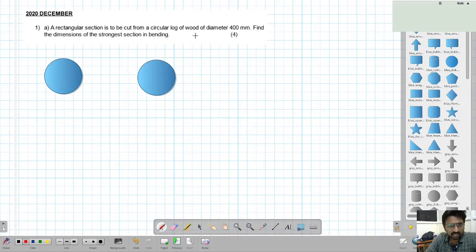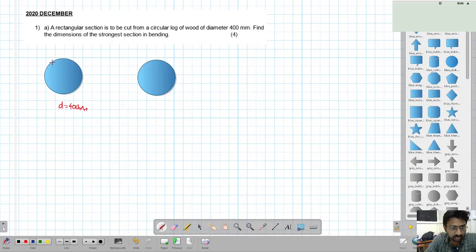So basically, this is a circular wooden log. From this, you have to cut and make rectangular beams. The diameter is given as 400 mm. They're asking what is the strongest section in bending. For bending, what is the strongest section that you can make?